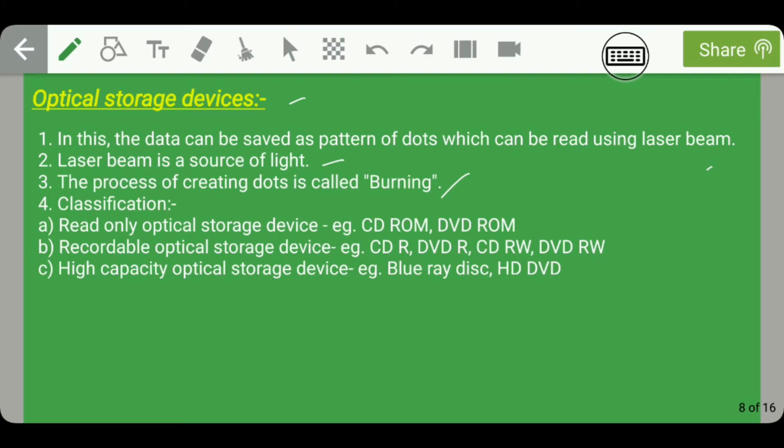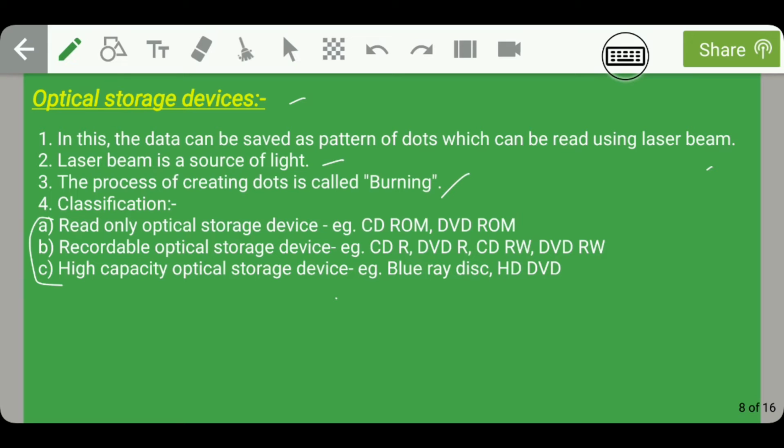So guys, these optical storage devices are further classified into three categories. First one is read-only optical storage device, second one is recordable optical storage device, and third one is high-capacity optical storage device. Guys, examples of read-only optical storage device are CD-ROM, that is compact disc read-only memory, and DVD-ROM, that is digital versatile disk read-only memory.